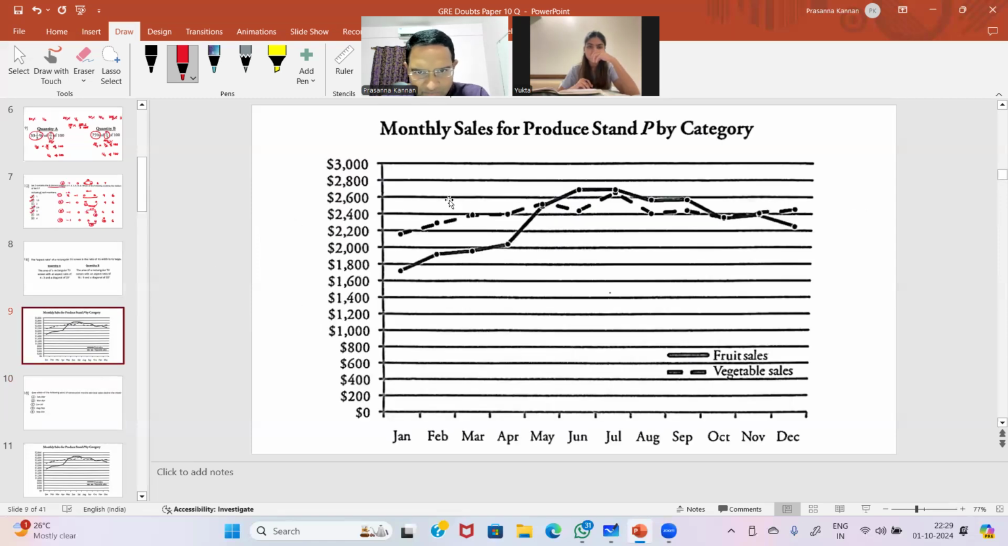So we are given monthly sales for produce stand P by category, right? Different months are listed on the x-axis and on the y-axis you have the sales.